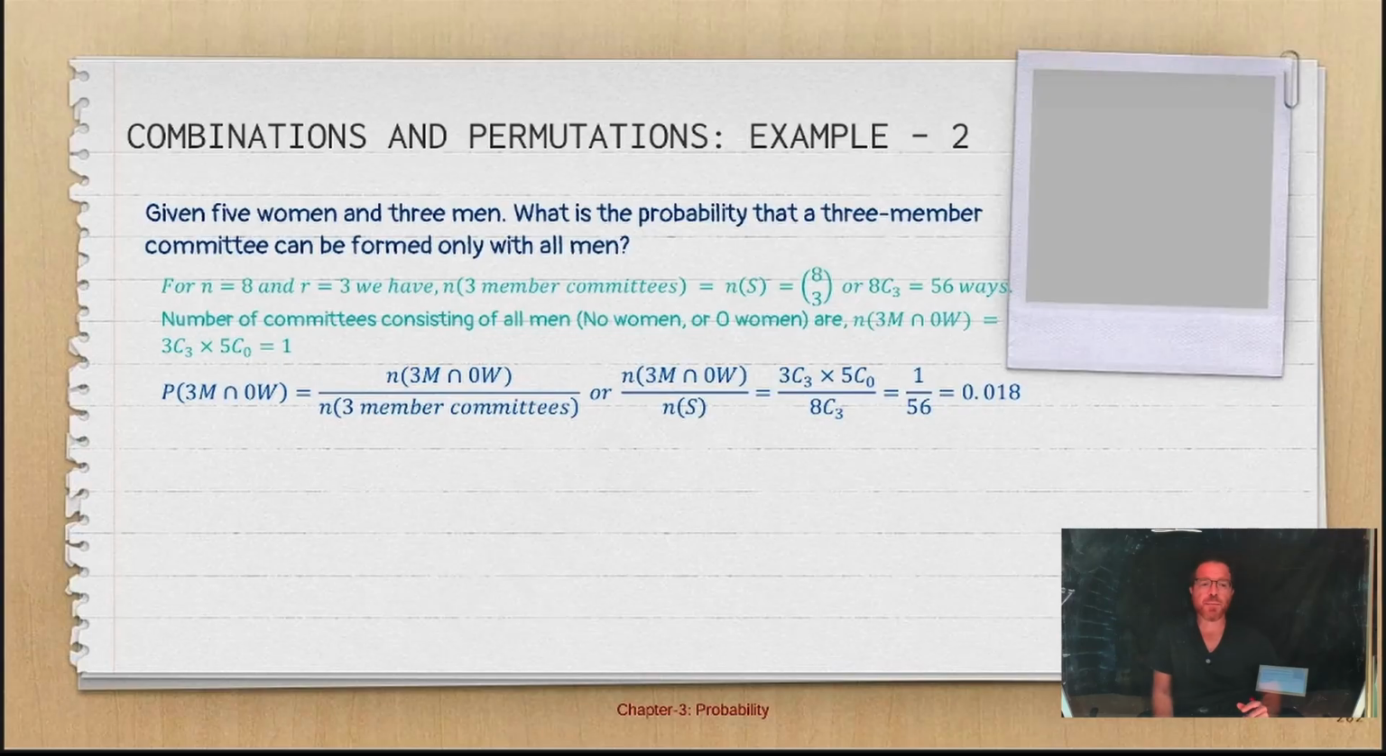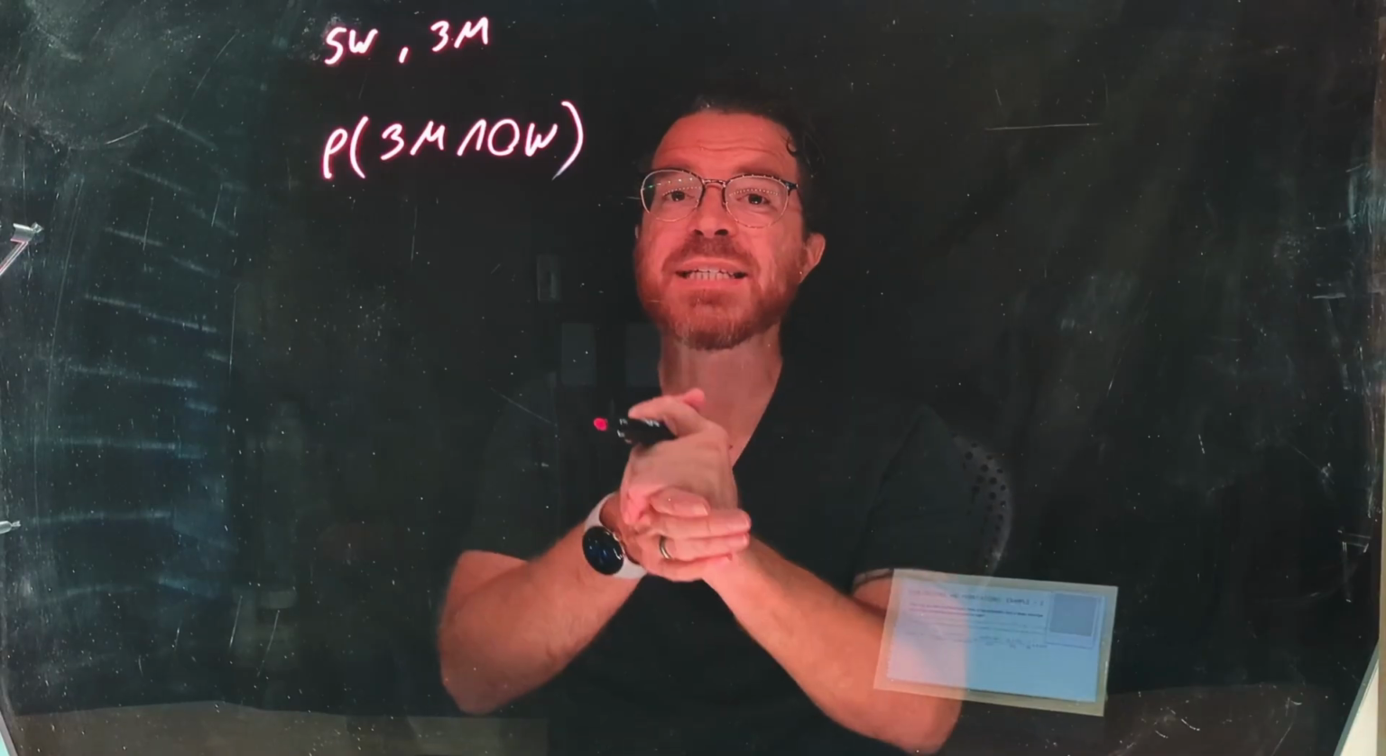For our last example, we're given that we have 5 women and 3 men. And the question asks, what is the probability that a 3-member committee can be formed with only men? So we want the probability of getting a committee with 3 men and 0 women. So let's set this up.